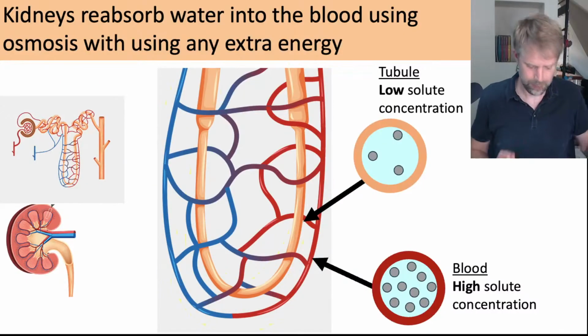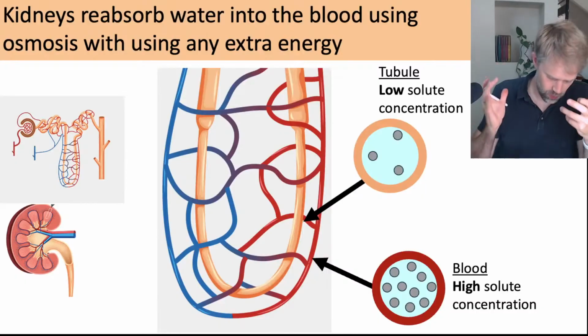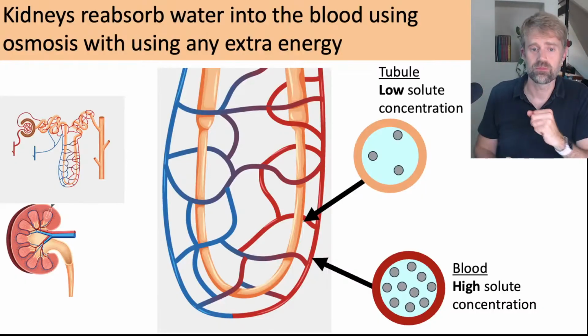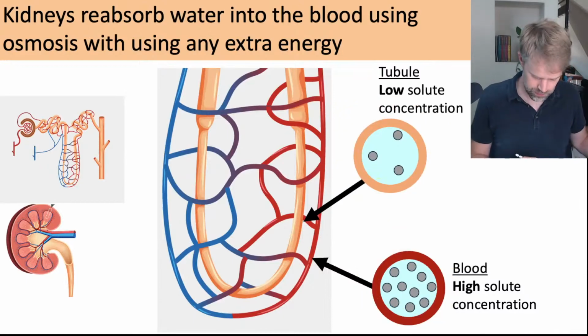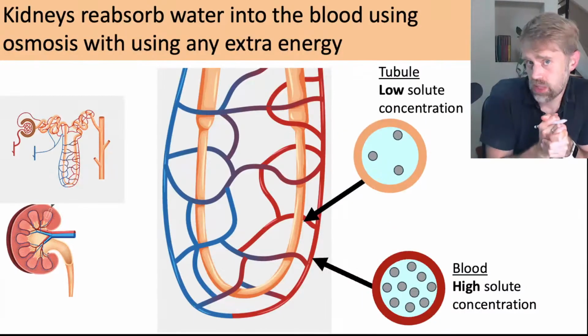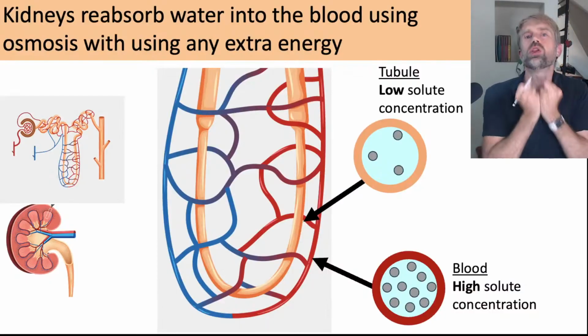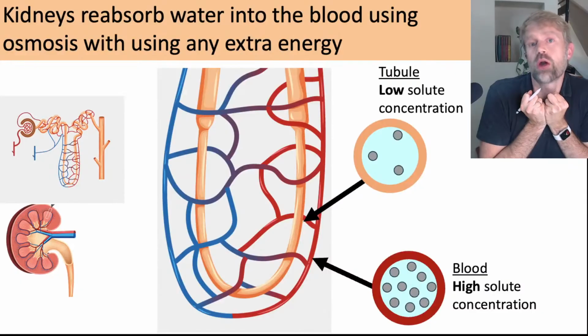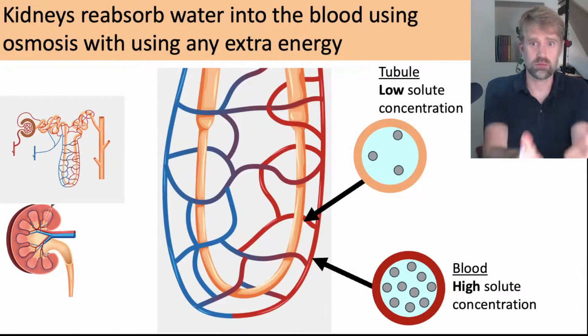Water moves back into the blood. Two ways you can think about it. Inside the blood, there is a high solute concentration. Inside the tubule, there is a low solute concentration. So one way you can think about it is that the blood with a high solute concentration is pulling that water, because water is drawn towards higher solute concentration. You can think about it like that.